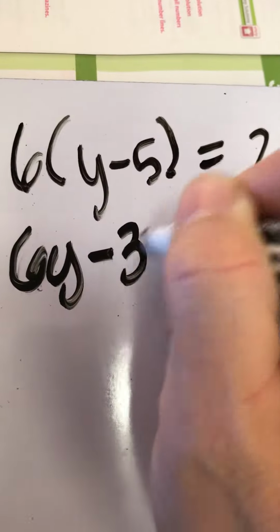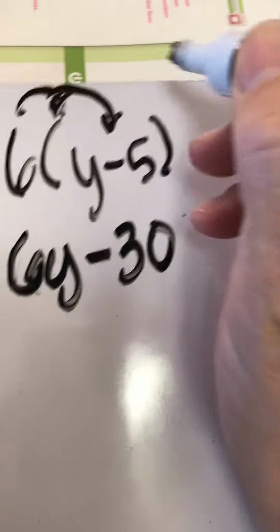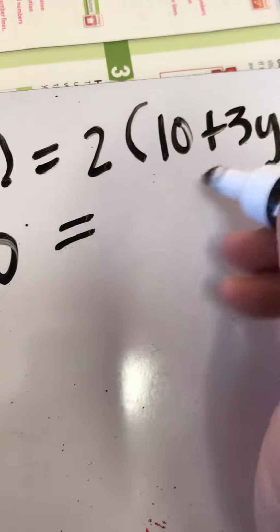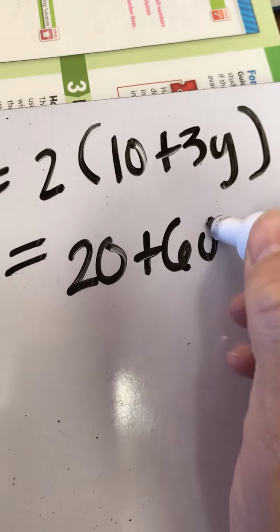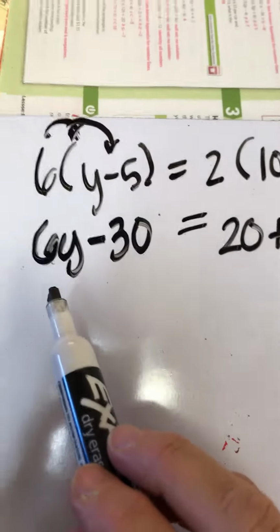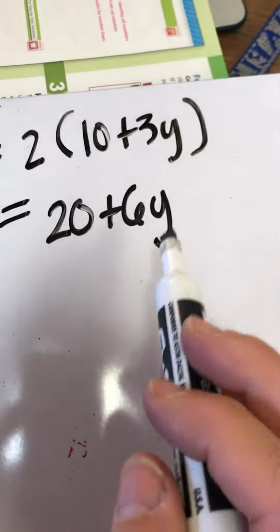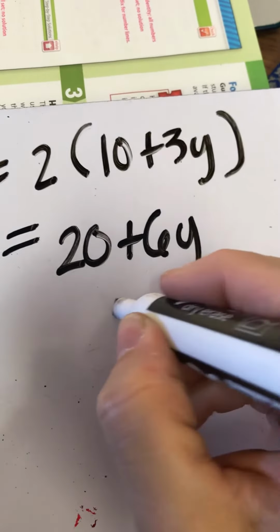This becomes 6y minus 30 on this side, using the distributive property. And then on this side, 2 times 10 is 20, 20 plus 6y. So I've used the distributive property, and now I have an equation, and my goal is to go ahead and combine our variables to one side of the equation.